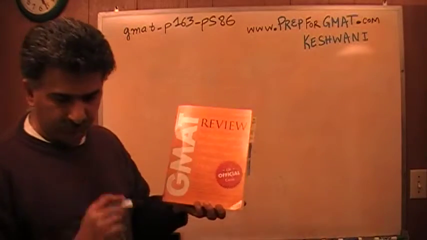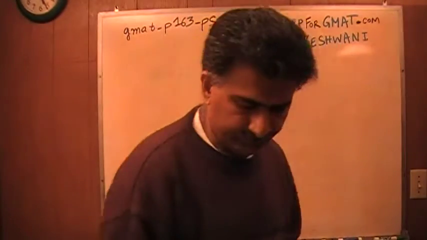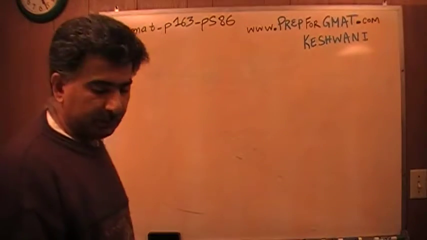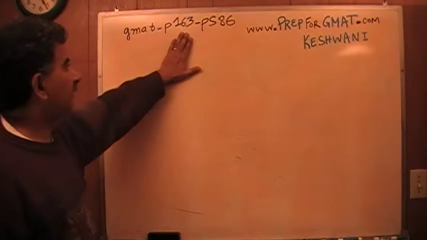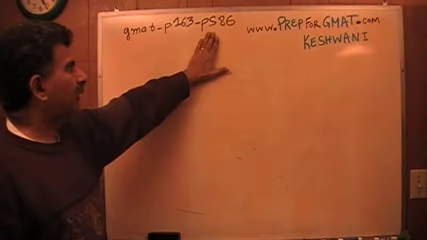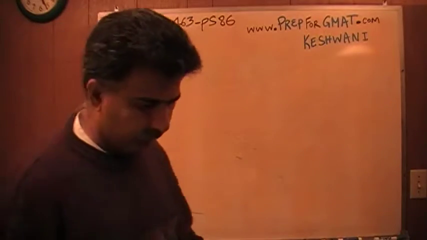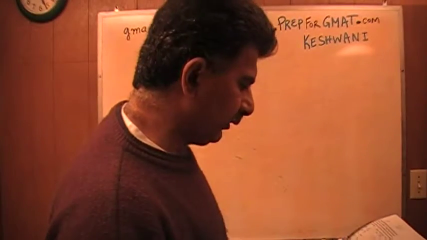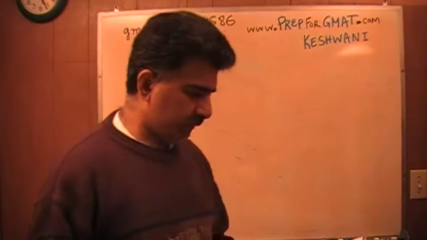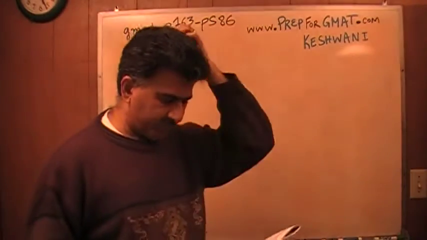I have been solving GMAT math problems out of the official guide. If you don't have one, purchase one immediately. The problem that I'm about to solve appears on page 163, problem solving number 86. You have to have the book in front of you, otherwise you will not follow my work. Turn to page 163, read the problem with me.